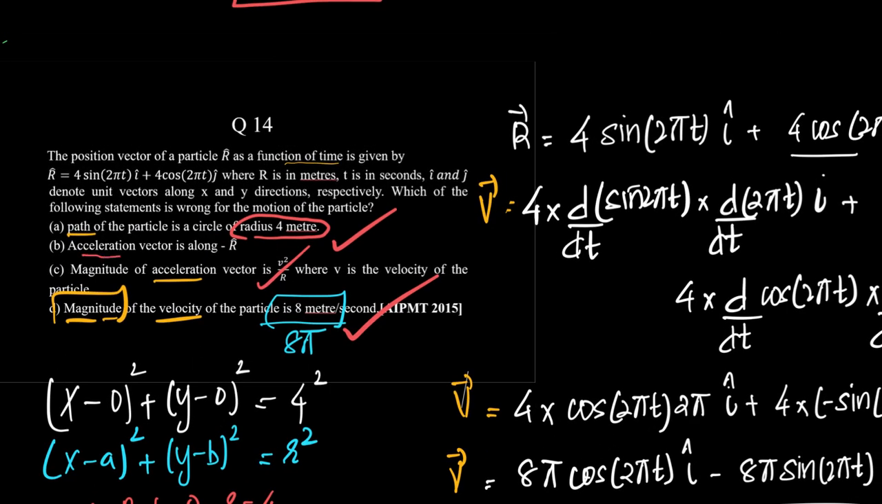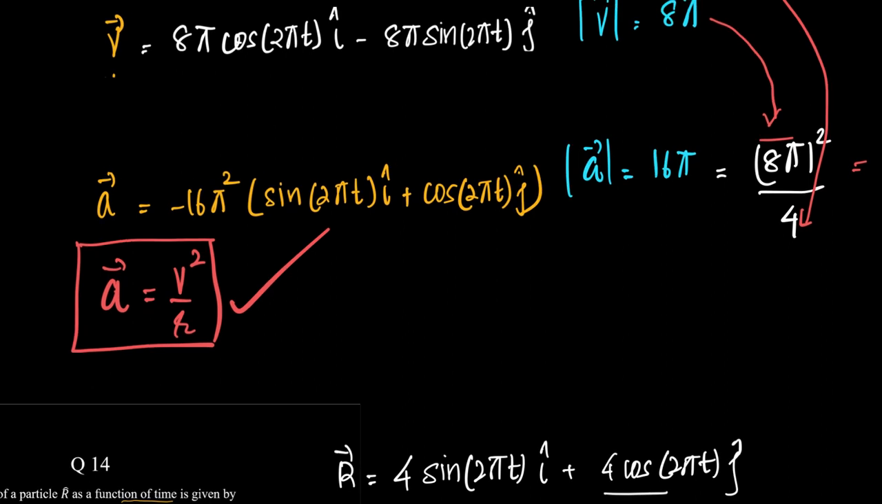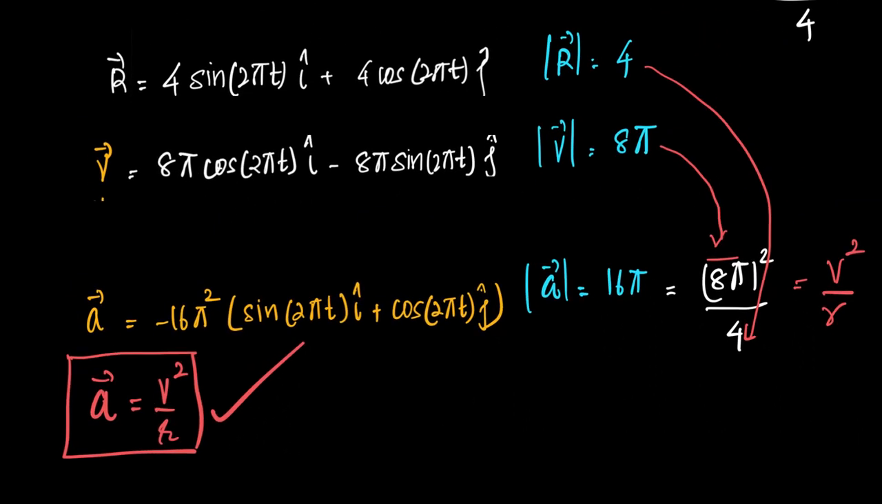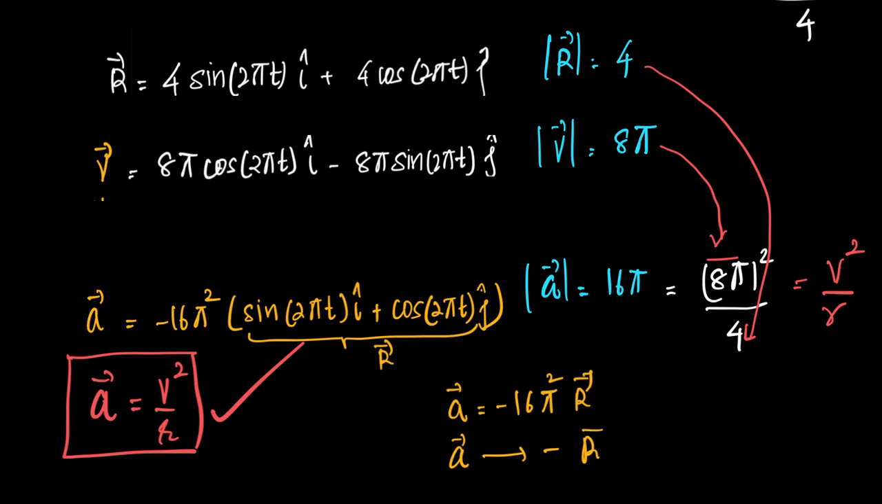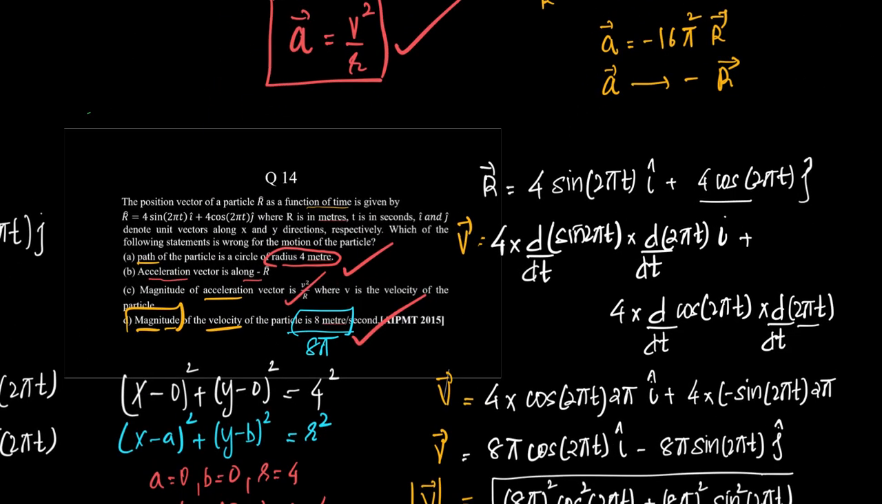Now we need to check whether acceleration is along minus r. See, from this step we can say that this much part of the equation represents r. So I can write the acceleration vector as equal to minus 16 pi square into vector r, or otherwise that acceleration is directed towards minus of vector r, in which case the second option is also correct, and therefore we conclude the question here.